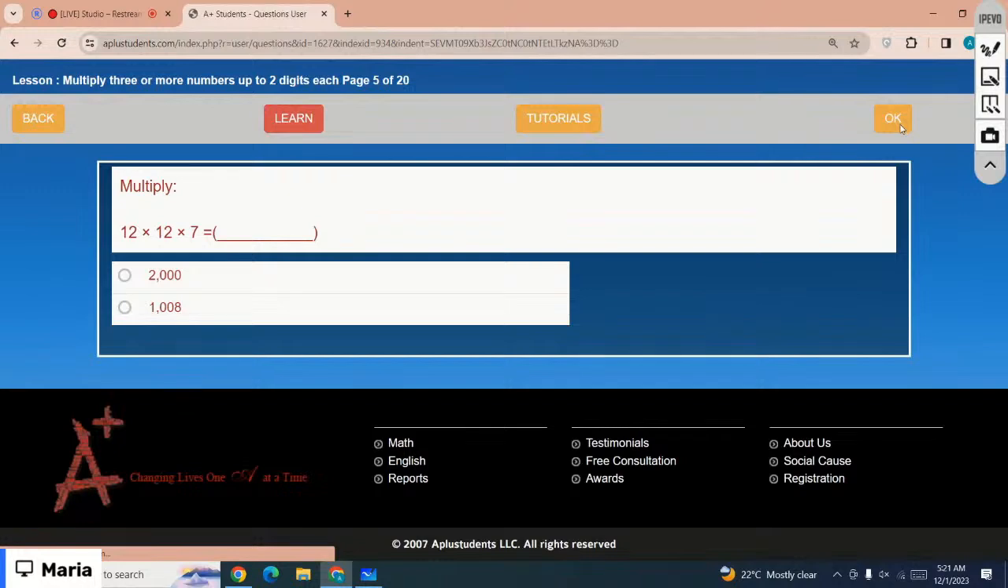Okay, the next one is 12 times 12 times 7, which is the correct option. 12 times 12 is 144, right? And 144 times 7 is 1008. The correct option is 1008.